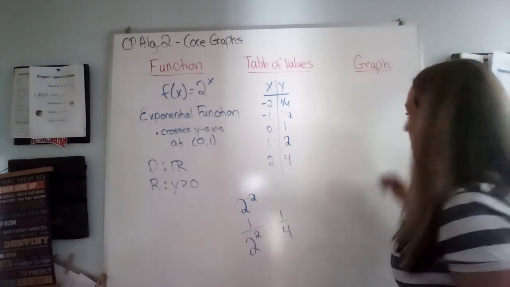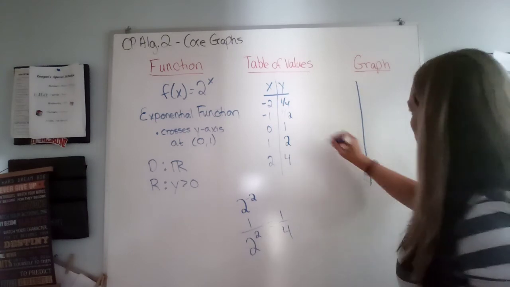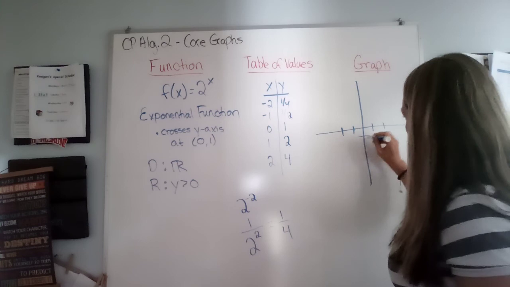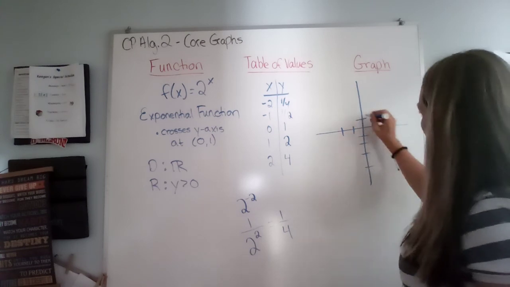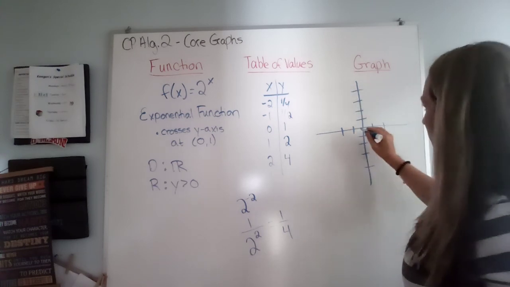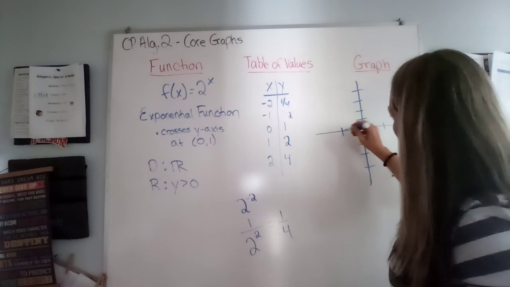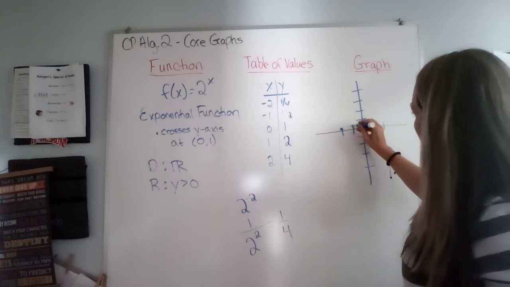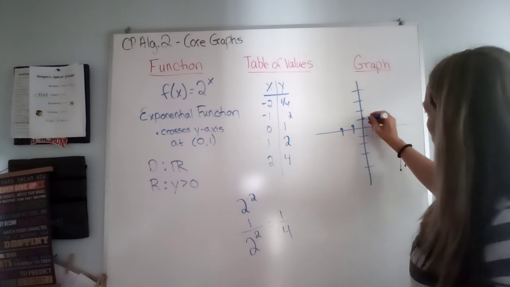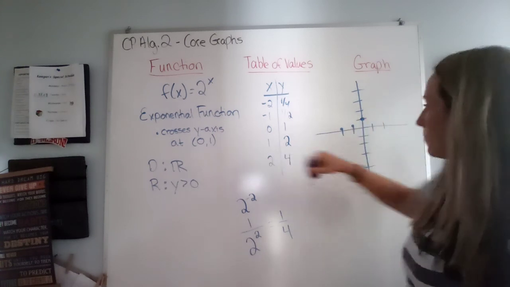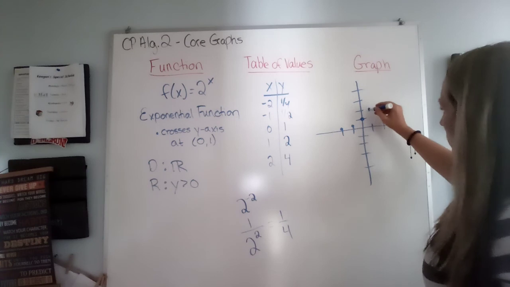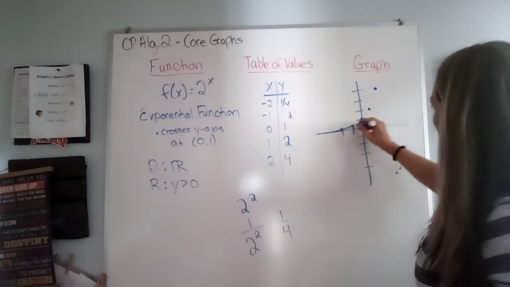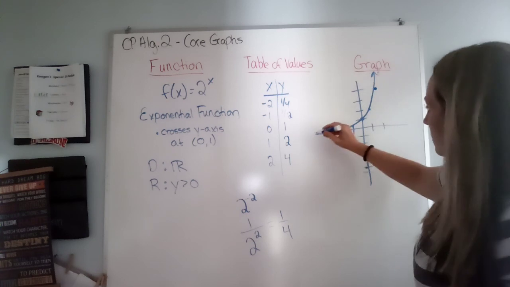Okay, then I'm going to plot those. All right, so -2 and then up just like 1/4 of the way. That's super low. Over -1 up half of the way. Then 0, 1. Remember it said it crosses at 0, 1. Then 1, 2. And then 2, 4. It's rising exponentially. Starts out slow and then spikes up.